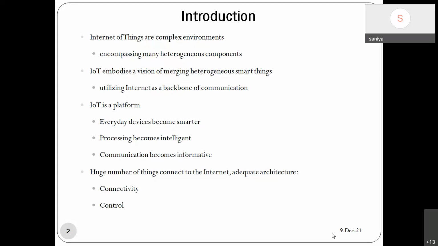There are a huge number of devices connected to the internet. So we require an architecture that will permit easy connectivity and control. We need an easy control, and we need a mechanism by which we can control these devices. For that, these devices need to be connected. And how are they going to be connected? They are going to be connected over the internet.